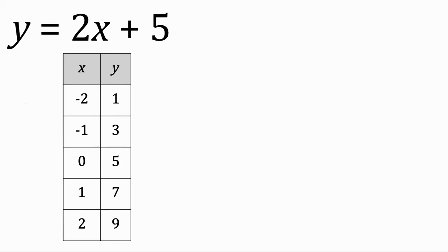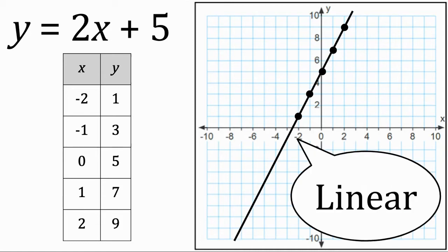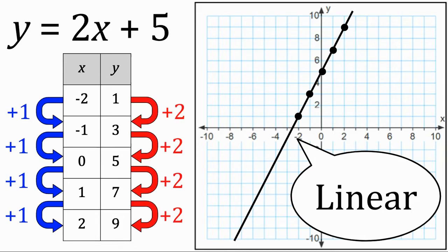If we wanted to see what this equation looked like, we could plot the points (-2, 1), (-1, 3), (0, 5), (1, 7), (2, 9), connect the dots and extend the line to the edges of the grid. You can see that this graph forms a straight line, so it gets the name linear. We can tell from its table of values that it's linear since the x and y values go up or down at a constant rate. The x's go up by 1 and the y's go up by 2.